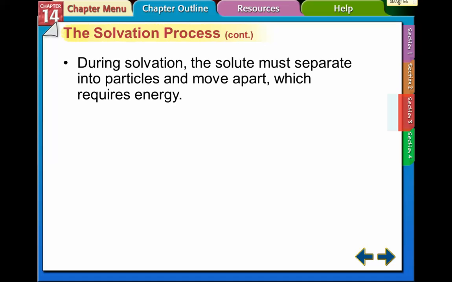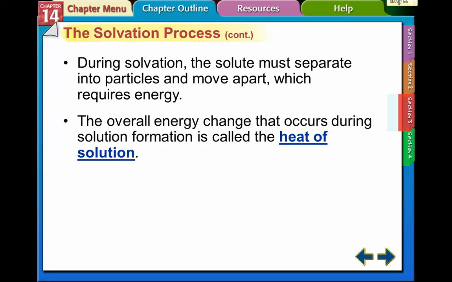Okay, so during solvation, the solute must separate into particles and move apart, which requires energy. The energy change that happens during solution formation is called the heat of solution, because when you mix things together, depending on what you mix, it actually gives off some heat. The breaking of those bonds in the solid, and then the solvation process of being surrounded by the water, will give off some heat.